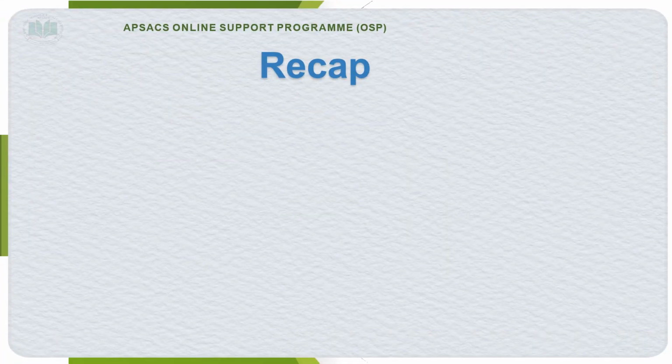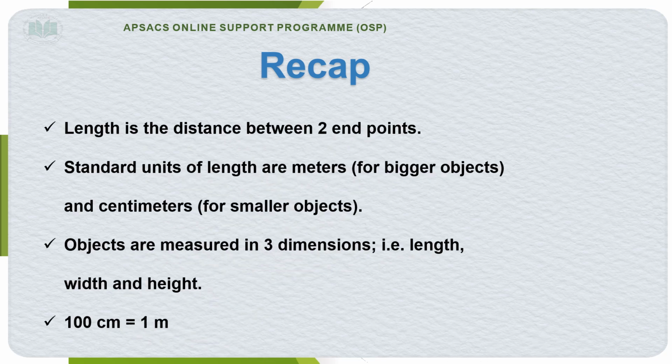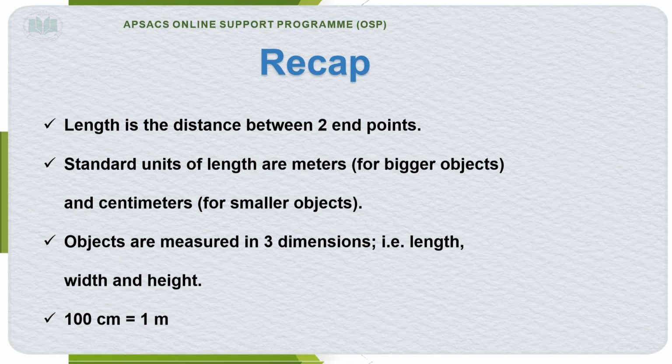Here is the recap of our today's lesson. Length is the distance between two endpoints. Standard units of length are meters for bigger objects and centimeters for smaller objects. Objects are measured in 3 dimensions, and these 3 dimensions are length, width and height, and 100 centimeter is equal to 1 meter.